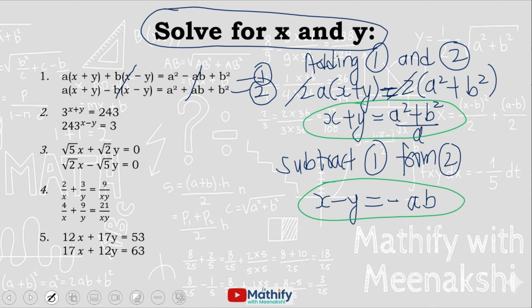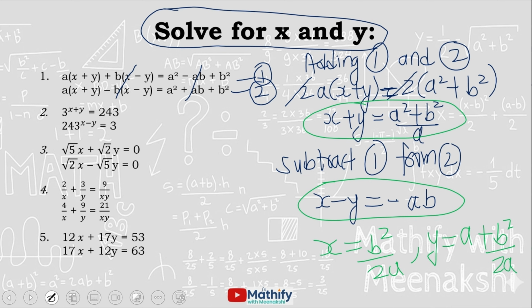When you solve this, at last you will get your x as b square by 2a and y as (a plus b) square by 2a. You can check your answers.